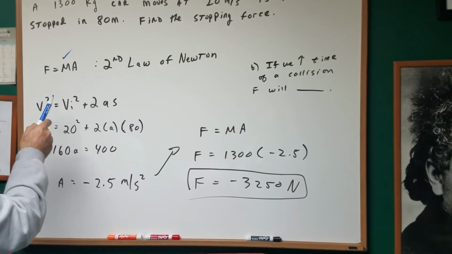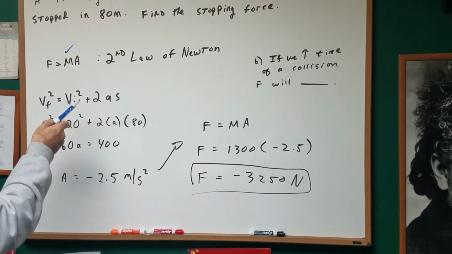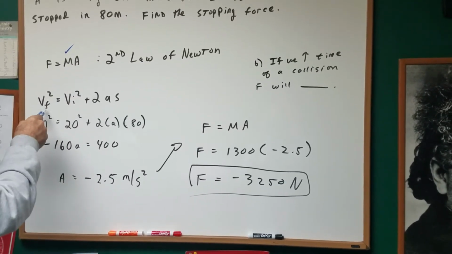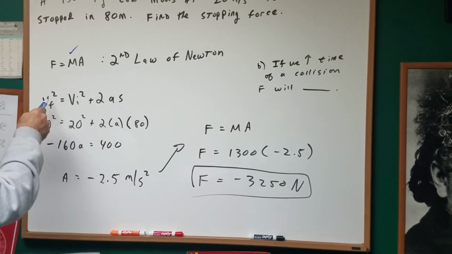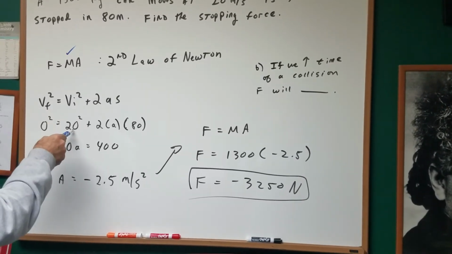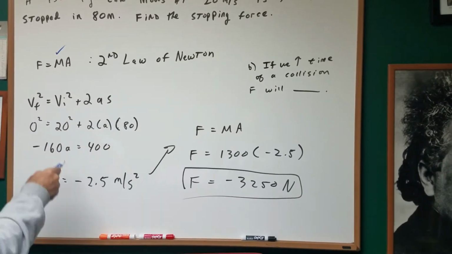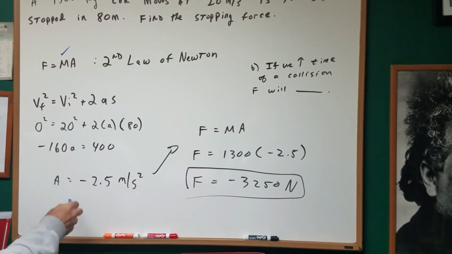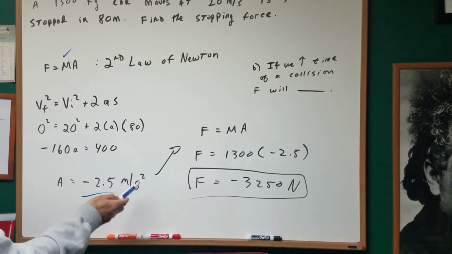So we've got to put a formula together that's going to have these variables in it to solve for acceleration. And that's going to be this formula here. V final squared is V initial squared plus 2as. Since it's a stopping force, the final velocity is 0. The initial was 20. We square it. We don't know a. The distance was 80. You bring this to the other side. You get minus 160a is 400. And we get negative 2.5 meters per second squared for the acceleration.